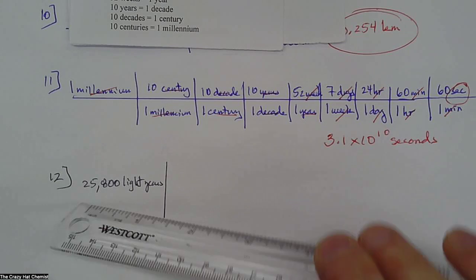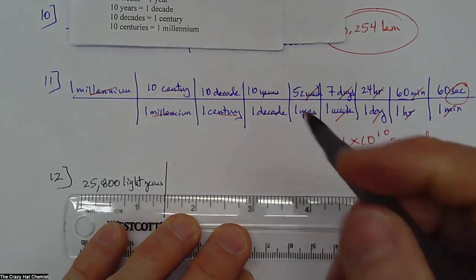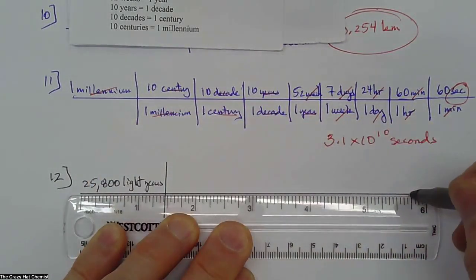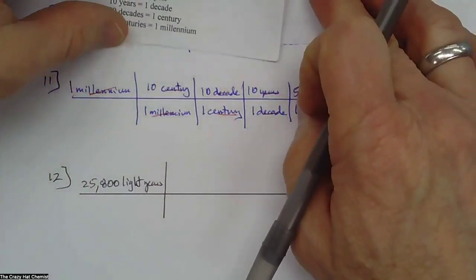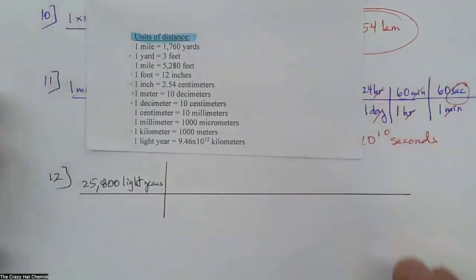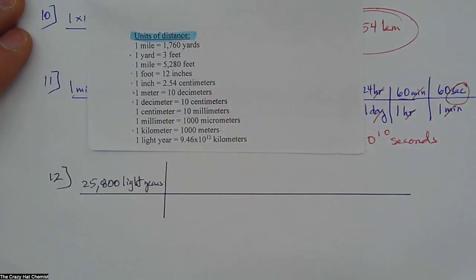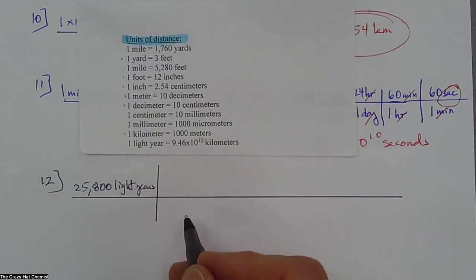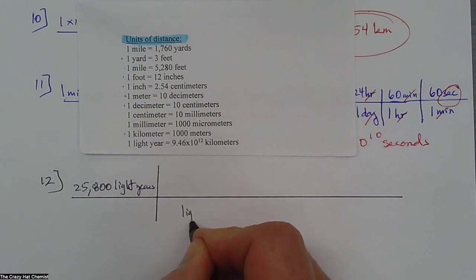And I'm looking for feet. This looks like this one might be a long one as well. And this is a distance conversion here. So let's see if we can hammer this one out. So light years needs to be down here.